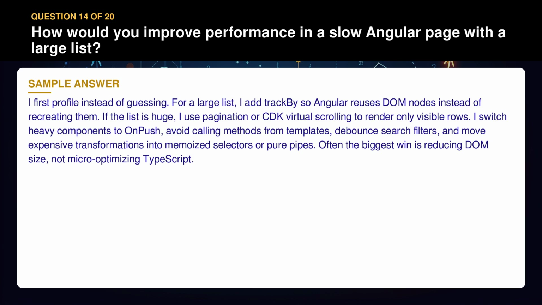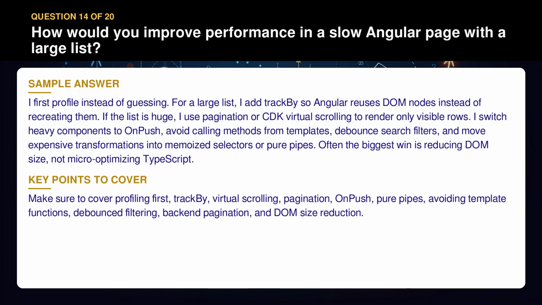Often the biggest win is reducing DOM size, not micro-optimizing TypeScript. Make sure to cover profiling first. Trackby, virtual scrolling, pagination, OnPush, pure pipes, avoiding template functions, debounced filtering, backend pagination, and DOM size reduction.